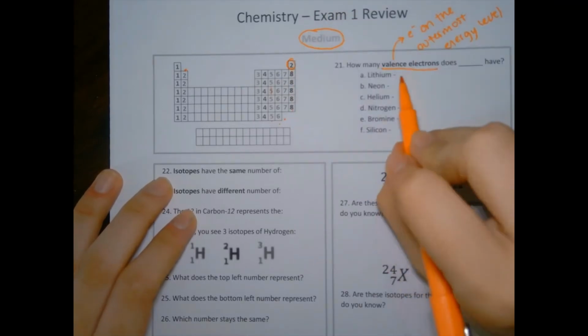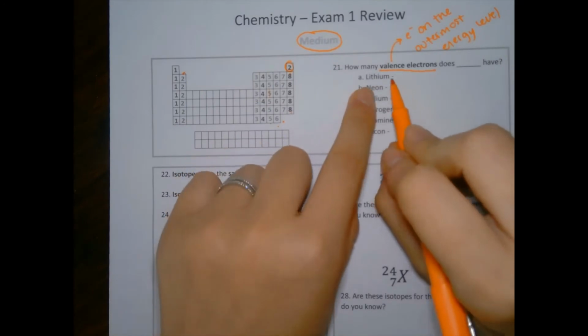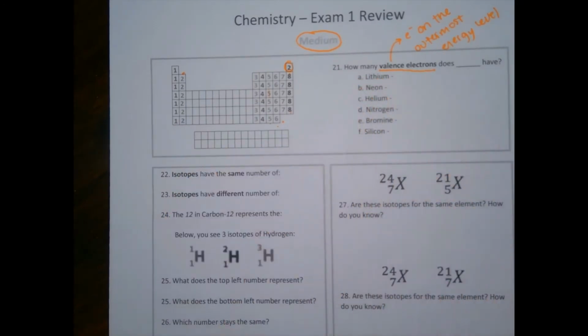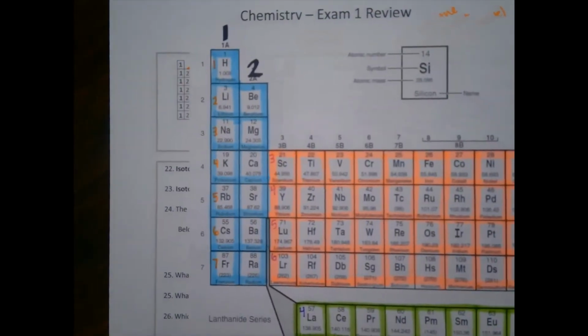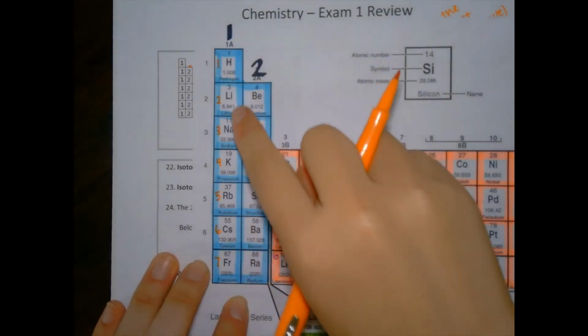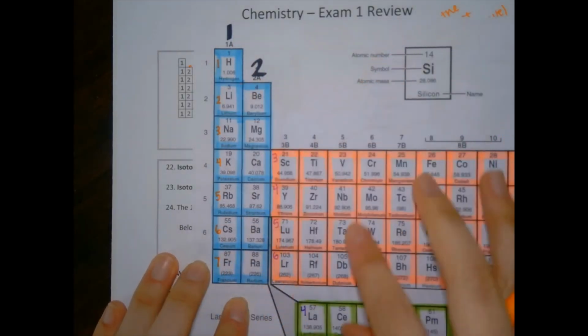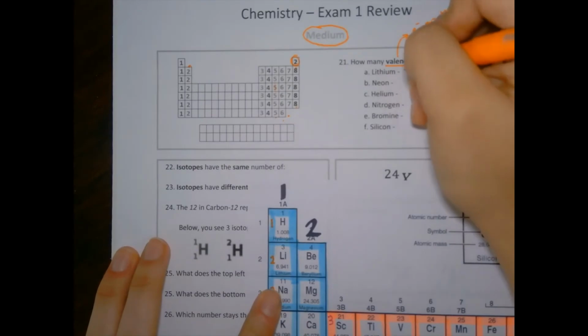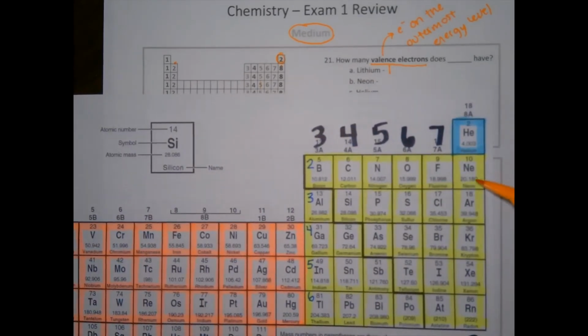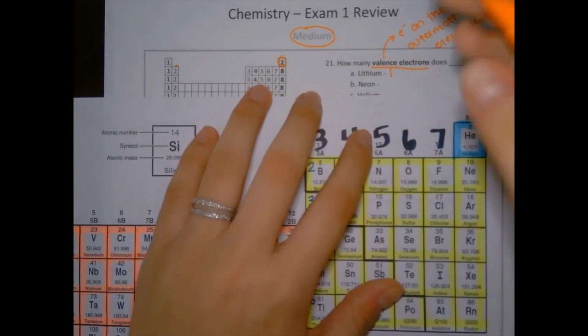So if I have to find how many valence electrons lithium has, I have to find lithium on the periodic table. So, there you are. And I know that lithium is within this first group. So it's going to have 1 valence electron. Now I'm going to find neon. So I know that neon is all the way over here, and it's within the 8 group. So I know that it has 8 valence electrons.